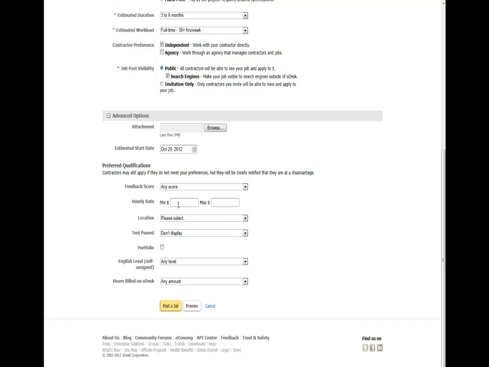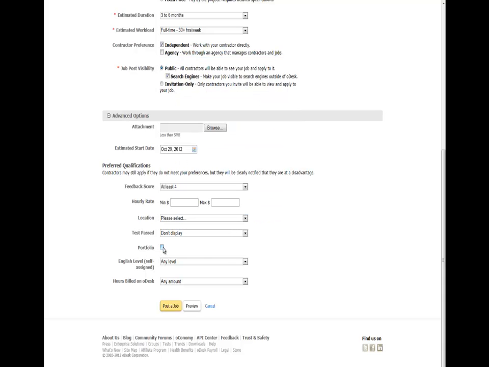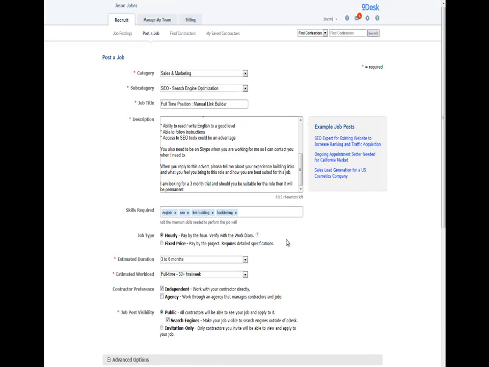So you can really say, well, I want someone that's at least got a 4-star rating. It means they're pretty good. Location, don't care. Hourly rate, you can leave that blank. You can look for some tests. You want people with a portfolio and so on, and then you post a job. It will then go live, and you will start getting people applying.